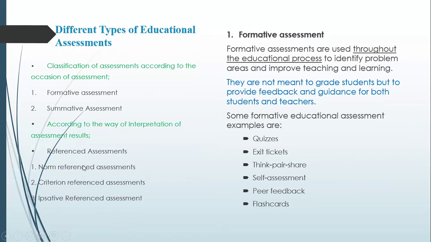So when you ask what are the different types of educational assessments, according to the classification of occasion of assessment, there are 2 types of assessments: formative assessment and summative assessment. And according to the way of interpretation of results, there are 3 types of assessments: norm reference assessment, criterion reference assessments, and ipsative reference assessments. You have to remember all of these things. They are not too difficult. Let's discuss one by one.